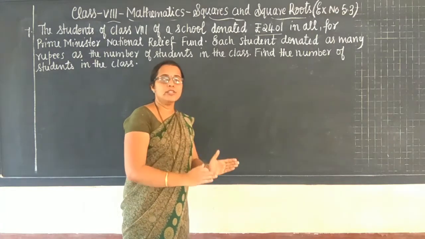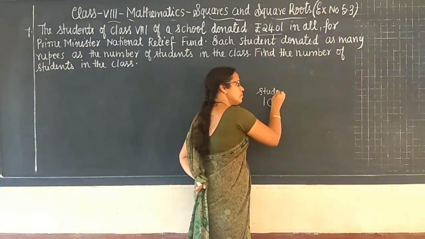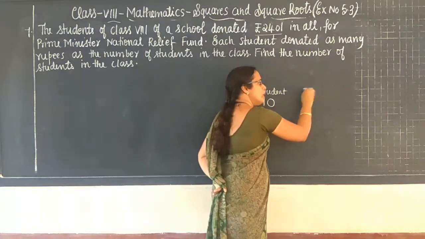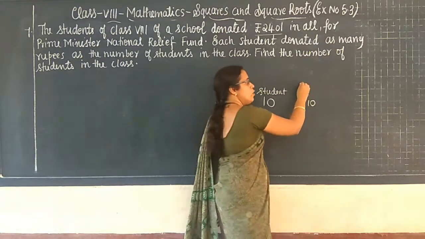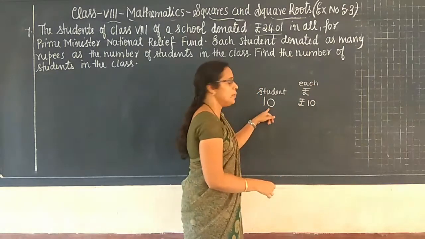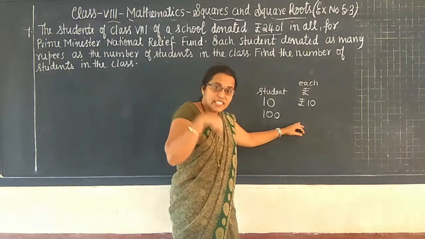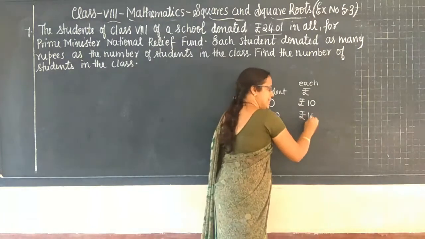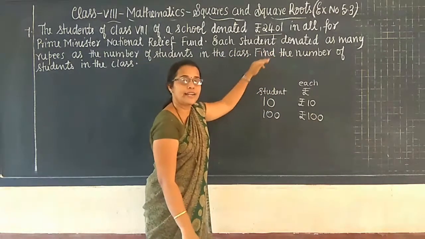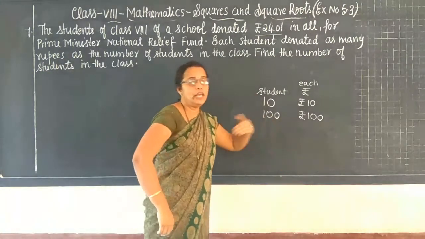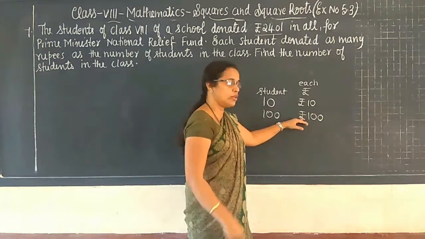Okay, if 10 students are there, children, each student has to give how much rupees? 10 rupees. If 100 students are there, how much do they have to give for the relief fund? Each student should give 100 rupees, like that. Is it okay? That means however many students are there in that class, each student had to give that many rupees. Can you make out, children? So if 100 students are there, each student should give 100 rupees.